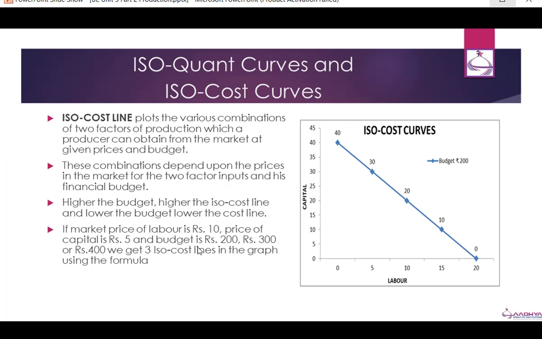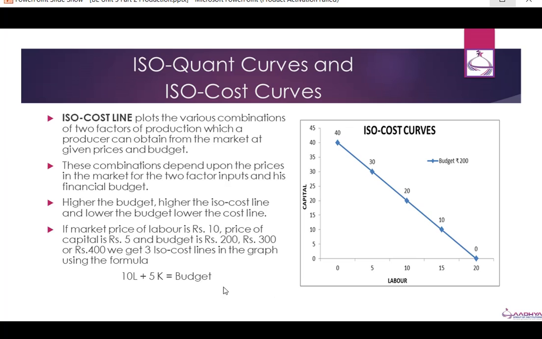So if the market price of labor is say rupees 10 and the price of capital is rupees 5, let's take three different budgets. First we'll take 200 rupees, then 300 rupees and 400 rupees. In that case, we can construct three different isocost lines in the graph using the formula. So first, with a budget of 200, here we have constructed an isocost curve graph, where you can see he can purchase 0 of labor and 40 of capital.